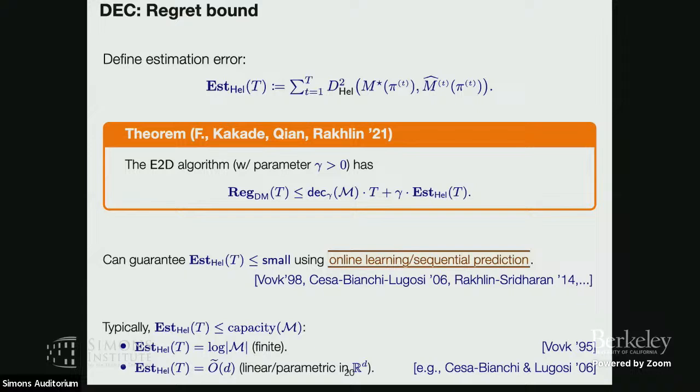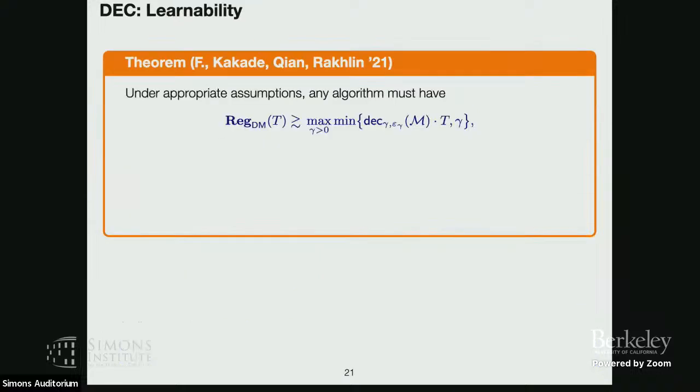To interpret this bound, it's helpful to look at it side by side with a more precise version of the lower bound. This is going to be the main lower bound, and it says that under appropriate technical conditions, for any model class script M, the best regret that can be achieved by any algorithm is lower bounded by the min of two quantities. One is this DEC at scale gamma times T. The other is gamma. And then you're taking the max over gamma.